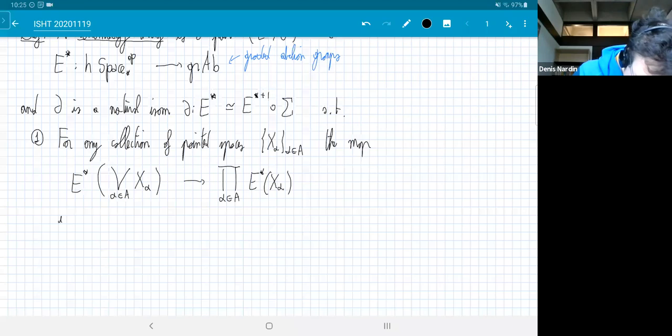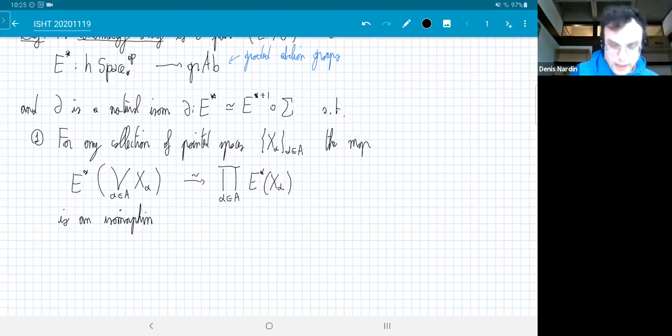Is an isomorphism. And a tiny bit of warning. The product on the right-hand side is the product in graded abelian groups. So it means that in every degree you take the product.